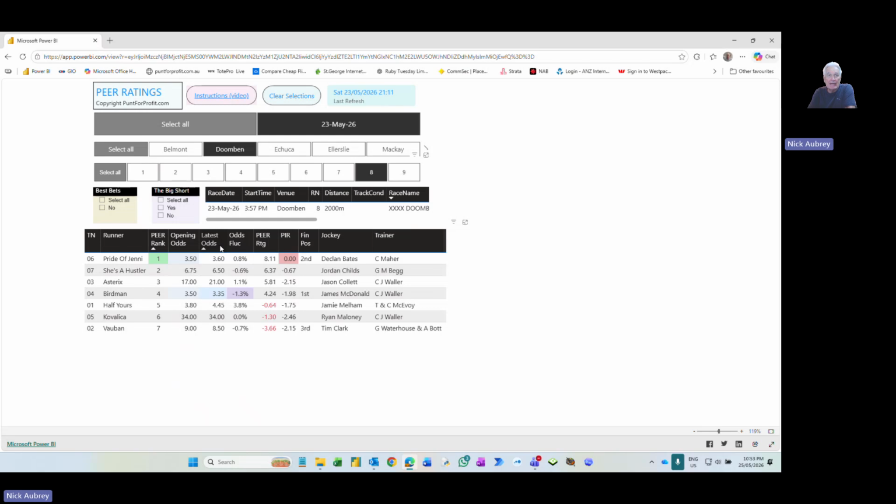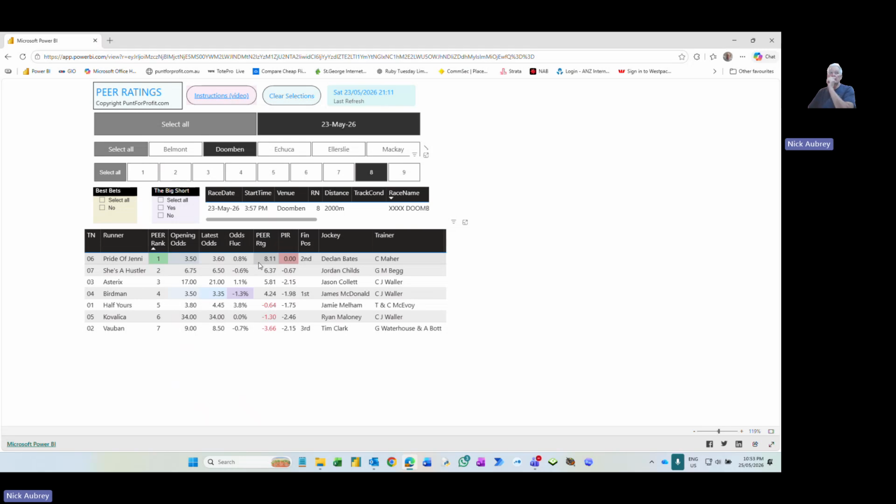And then the next one, minus 7.5, was Half Yours, and then Birdman minus 1.98. The next columns are obviously only filled out once the race is run. It'd be great if it was done beforehand, and that's the finishing position of just 1, 2, or 3. And the next two columns are self-explanatory, the jockey and the trainer. So there we have it for that.